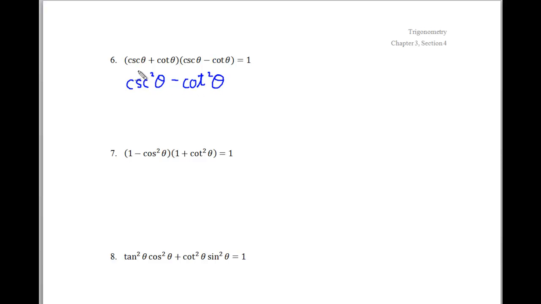And what makes this important is the part I'm skipping in the FOIL is that I am not multiplying my O and I terms because they're going to be opposites and they will simplify to 0. So this first term makes my cosecant squared theta. This last term makes my cotangent squared theta. But the middle two terms I'm not showing are negative cosecant cotangent and positive cosecant cotangent.